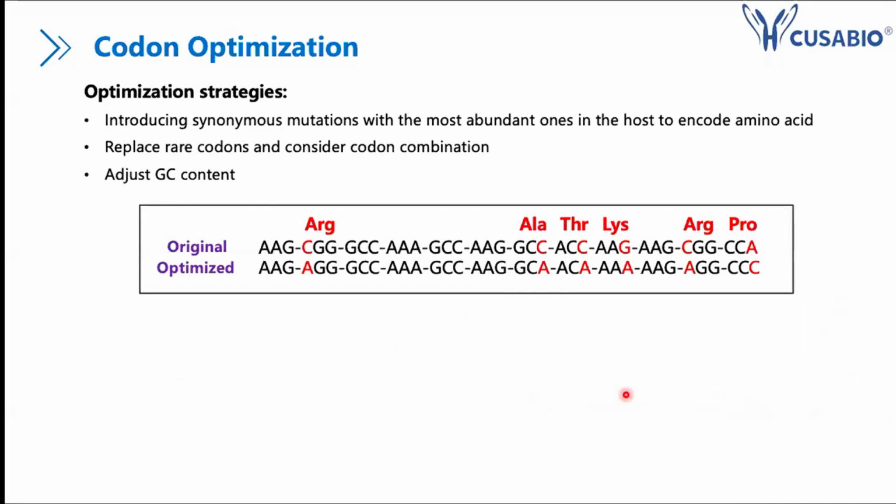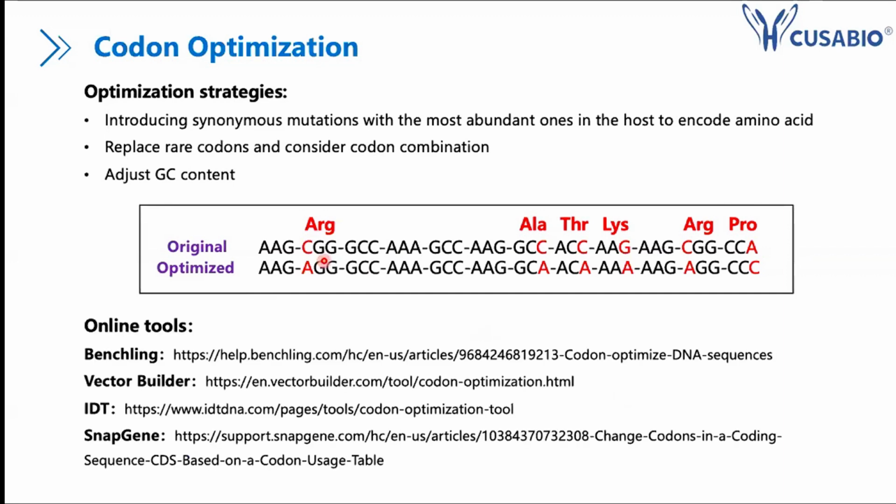The strategy to deal with this is quite simple, and people have done it a lot before. You can just directly introduce synonymous mutations with the most abundant codons to increase the speed. And I think another benefit of doing this is that you can adjust the GC content. Here is a very simple illustration. For ARG, after optimization, the C will change to A. So you see the GC content goes lower.